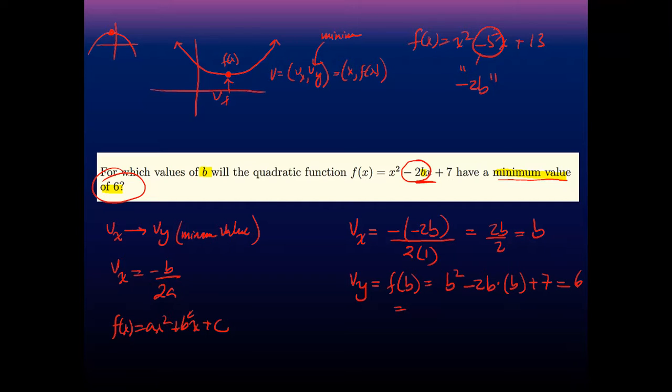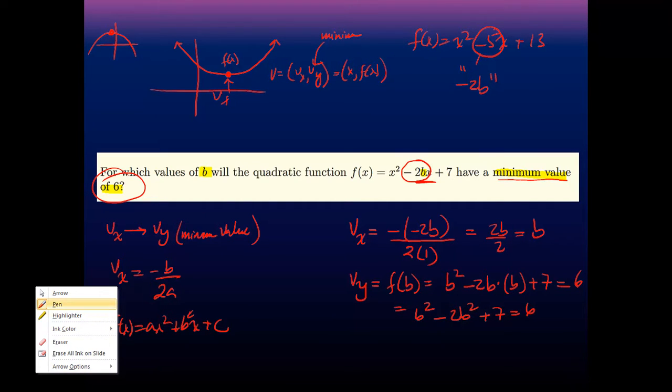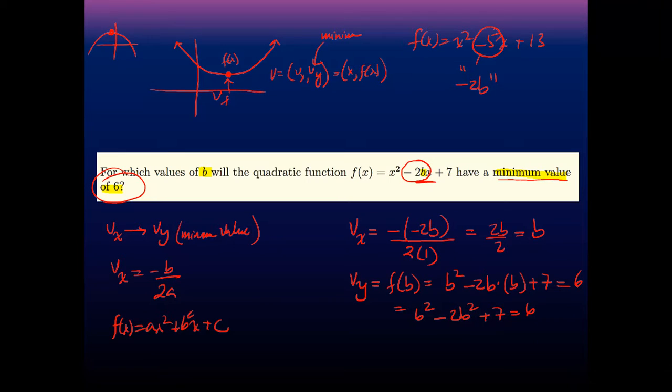Okay, so we can simplify this. This is b squared minus 2b squared plus 7 equals 6. So this is the equation we need to solve. This is negative b squared plus 7 equals 6. Then you get negative b squared equals minus 1. And then you multiply by negative 1, and b squared is 1, so b is equal to plus or minus 1. So when b is plus 1 or minus 1, it will give you the minimum value of this function to be 6.